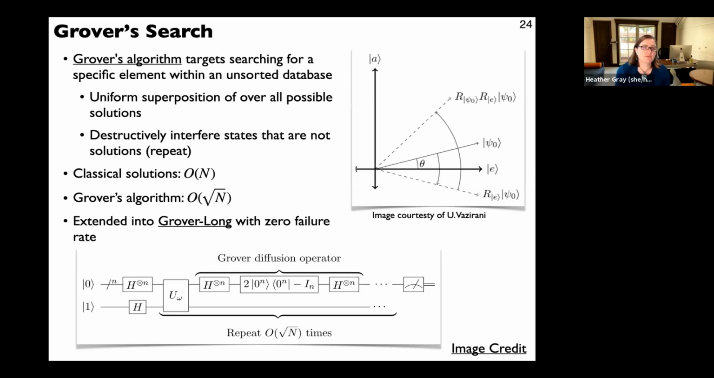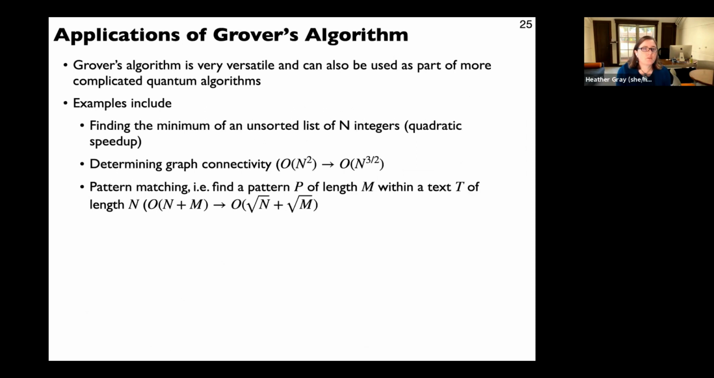Now, Grover's algorithm is not quite as impressive in terms of speed as Shor's. The classical solutions here are order n, and the quantum solutions are order root n. So the speedup is much less. However, it's applicable to a wide range of problems, and that's why people are particularly excited about it. It has been extended later on by Long to become the Grover-Long algorithm, which has a zero failure rate.